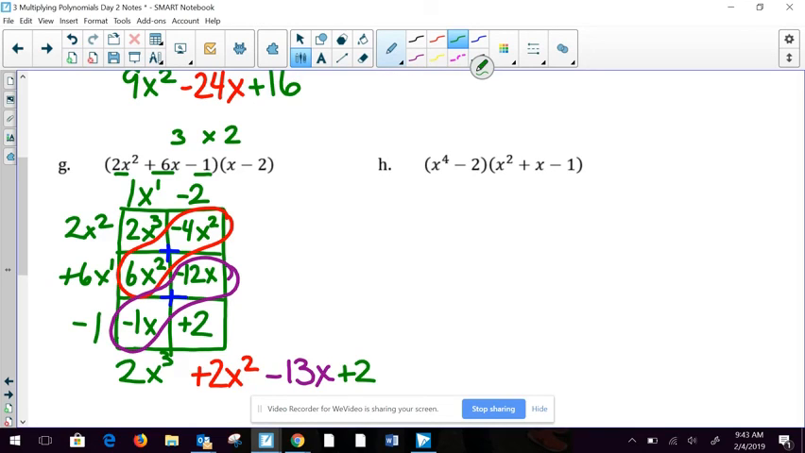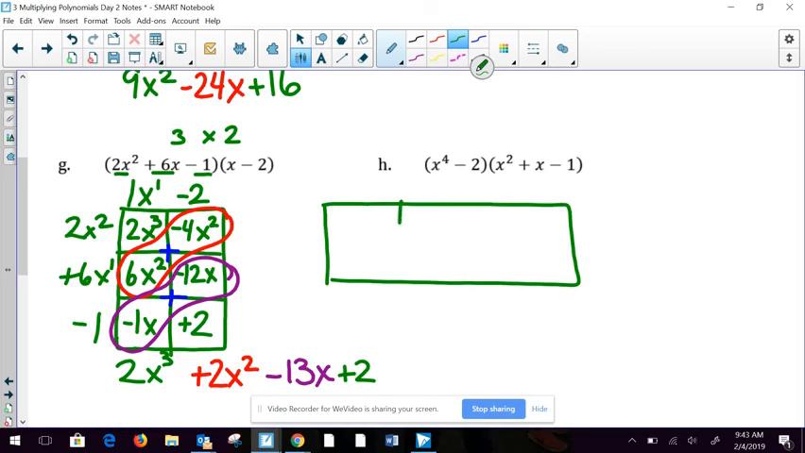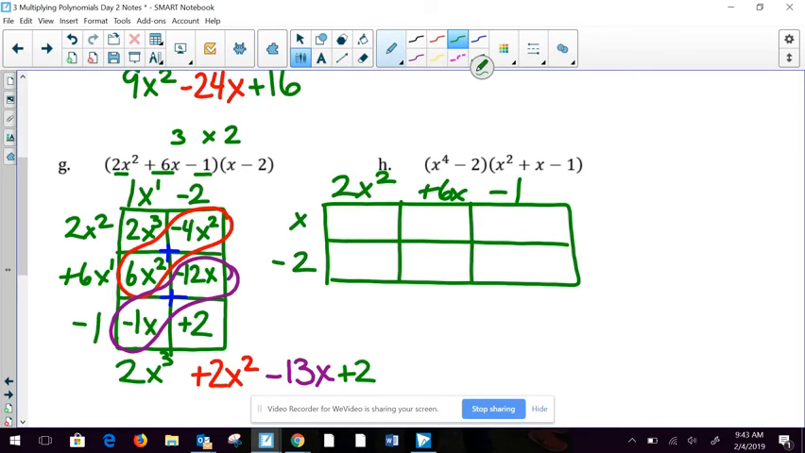Now some of you might be thinking, what if you arranged it this way instead? So say, for pretend, you were thinking differently and you said 2x squared plus 6x minus 1 on top and x minus 2 on the side. This is the same. It'll get you the same answers, but this time your diagonals that you add will be here. These diagonals would come together, and then your other peanut shell is that diagonal there.